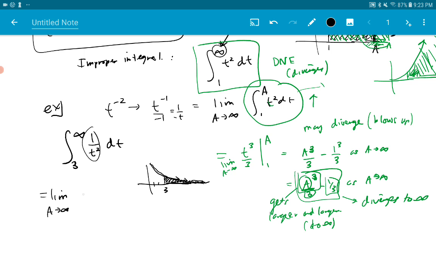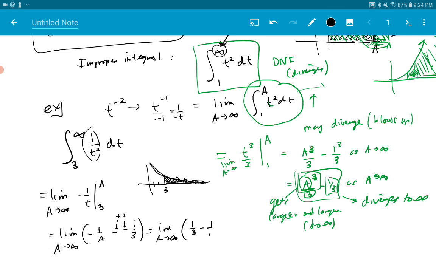So we got negative 1 over t from 3 to a, which would be the limit as a goes to infinity of negative 1 over a minus a negative 1 over 3. I guess I could change these to plus. Right? 2 minuses make a plus. So we get the limit as a goes to infinity, I'll put the plus at the beginning, 1/3 minus 1 over a.